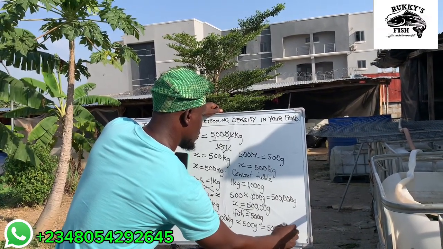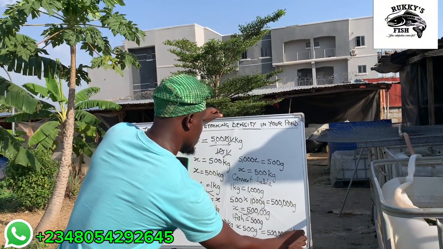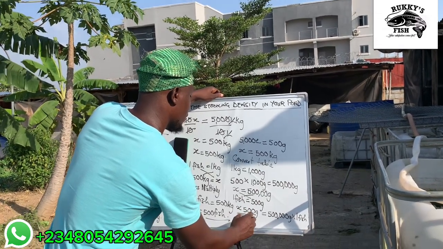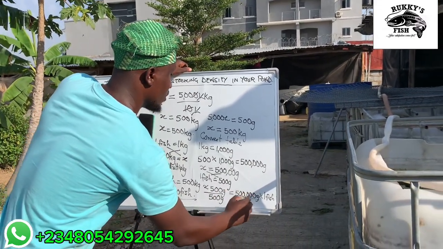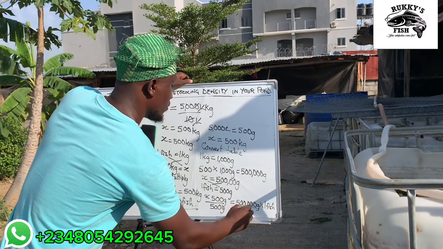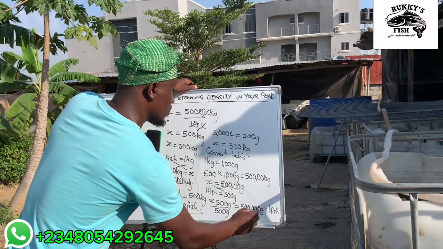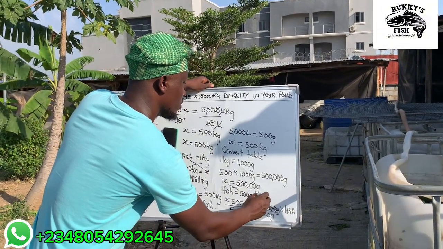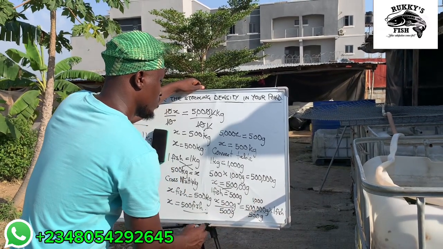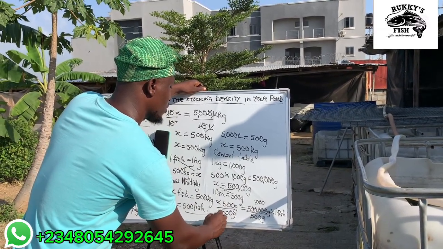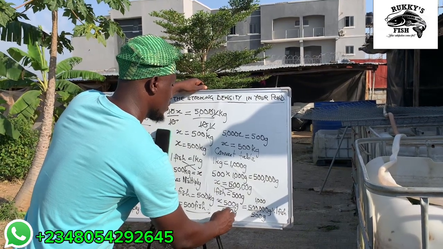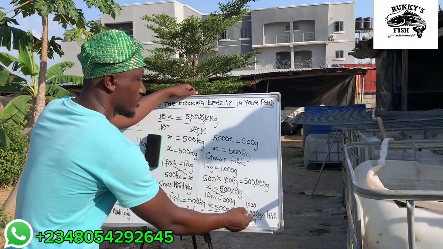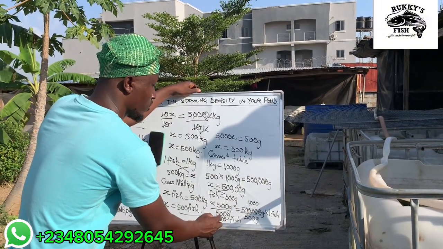Okay, now what do we have here? We divide both sides by 500 grams. So this 500 grams goes into 500,000 grams how many times? 1,000 times. So x becomes what? 1,000 what? Fish. Because 1,000 times one fish is equal to 1,000 pieces of fish.